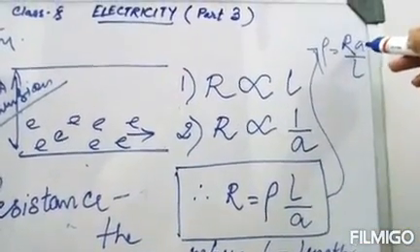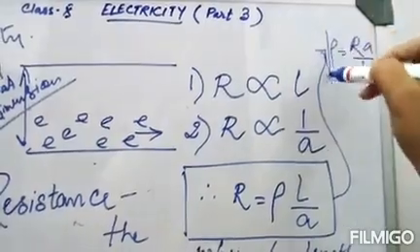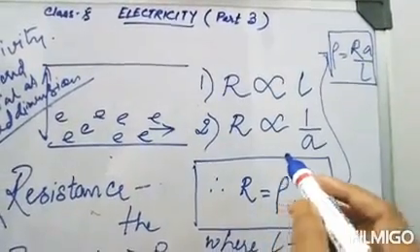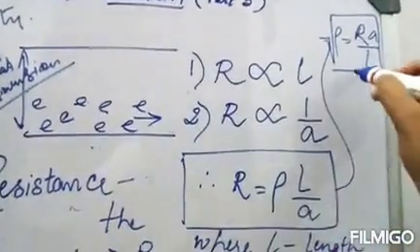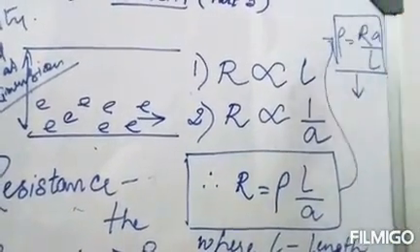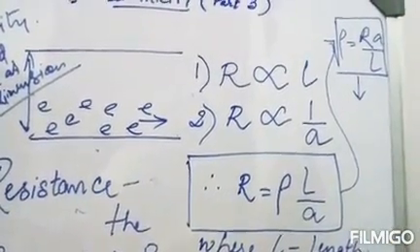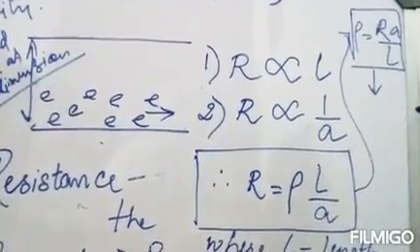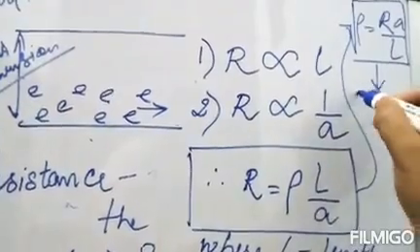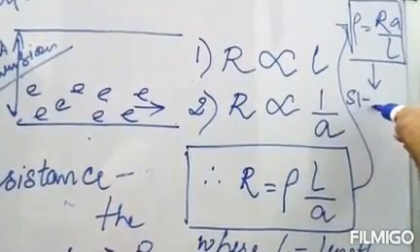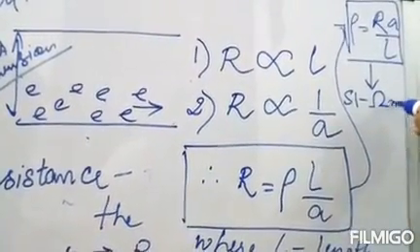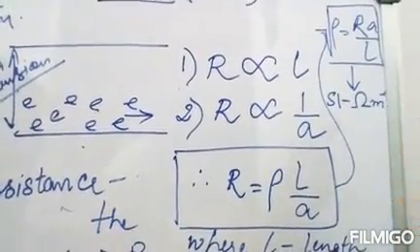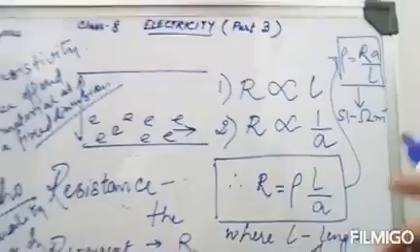Resistance into area of cross section by L. So this is what is rho. And what is the SI unit of rho? We are representing it by this letter which somewhat looks like P. SI unit of rho is ohm meter. Why ohm meter?